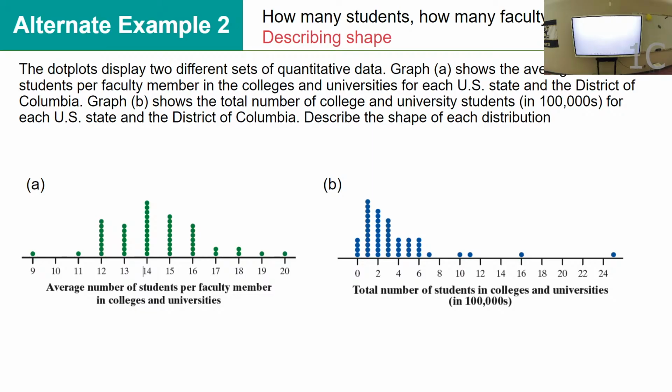The graph of the total numbers of college and university students is skewed to the right. And if you said with a single peak at 2, you would be wrong, because it's not a single peak at 2, it's a single peak at 200,000, because it's in hundreds of thousands. Just be aware of those type of things. Those are the little things that could ding you because you're not being truthful. It's not at 2, it's at 200,000. Any questions about that?